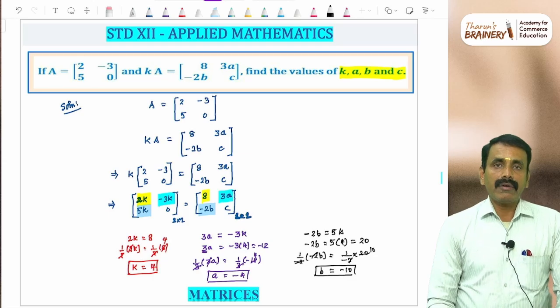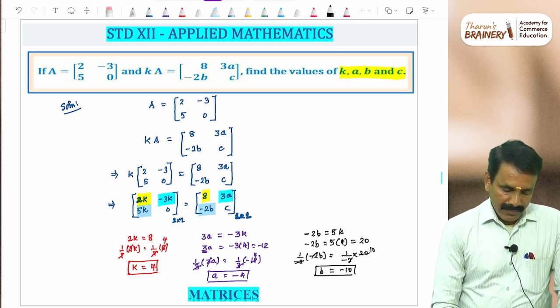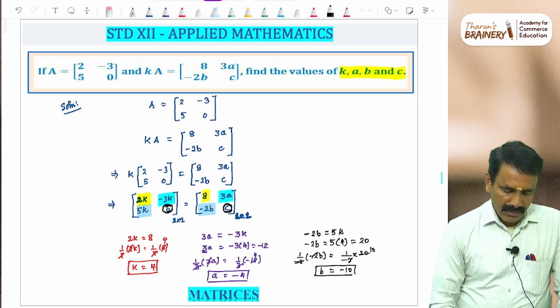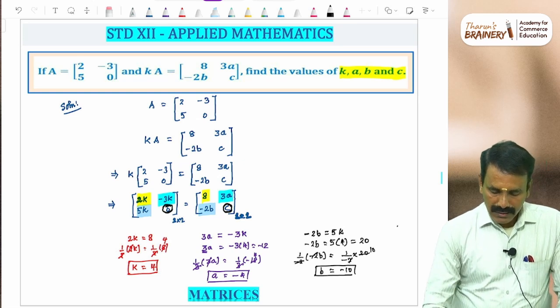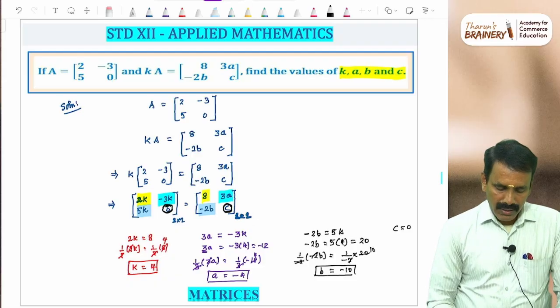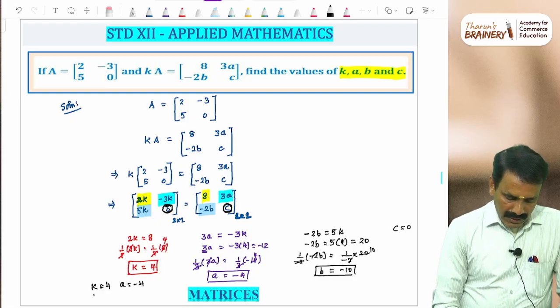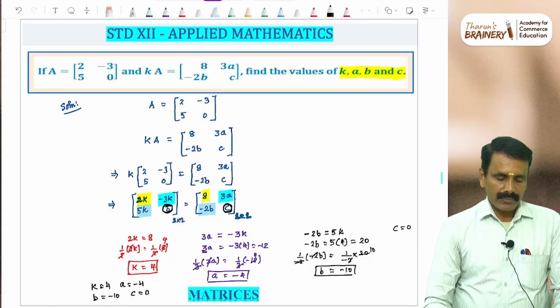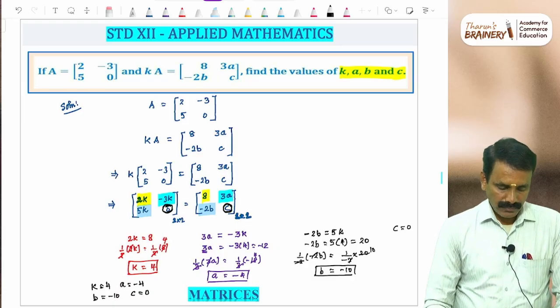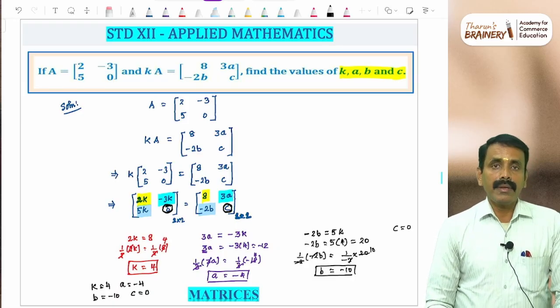And finally, we have to get the value for c. Very simple. Here the second row second column element, and this also the second row second column element. So, c value is directly equated to 0. So, what are the values we got? We got the value for k as 4, k is equal to 4, a is equal to -4, b is equal to -10 and c is equal to 0. So, this is the value for k, a, b and c.